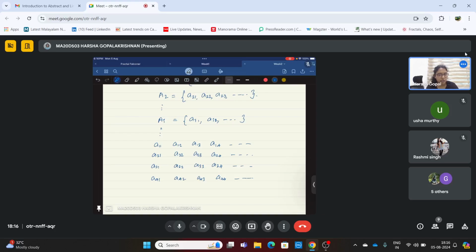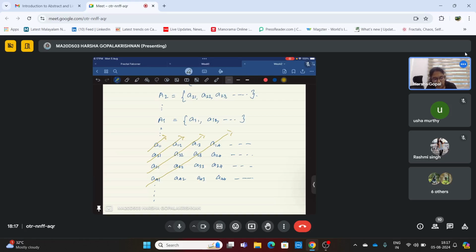Okay. So like this I am listing all the elements of A1, A2, A3 and so on, and this row goes on. Now how will I list it? So what I will do is I will list the elements like this. Okay, in this way I will list it.